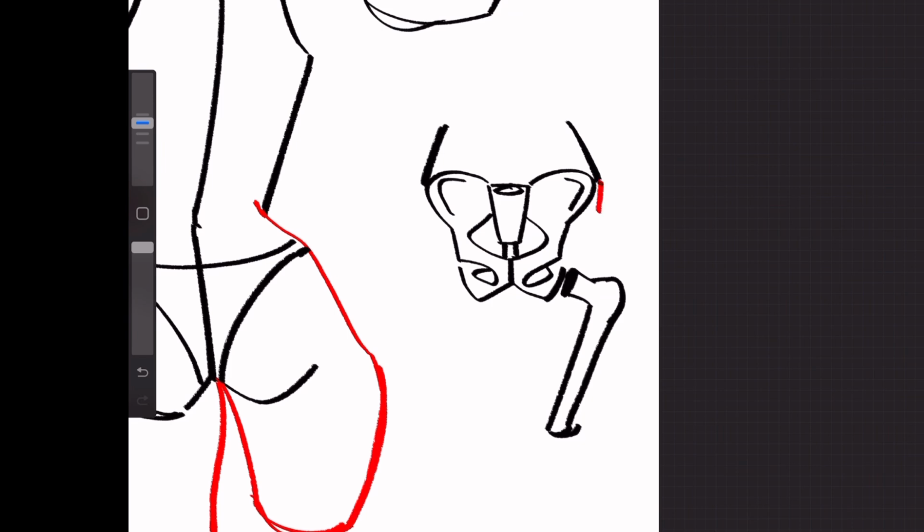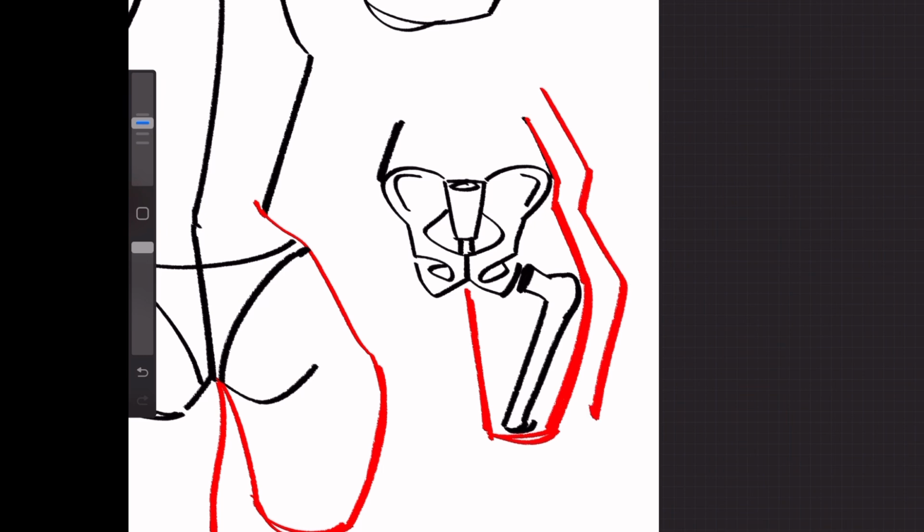So it'll come in, which is the dent, then out as it goes around the greater trochanter, then in again as it goes down and becomes the thigh. And this creates the out and in rhythm of the hip dip.